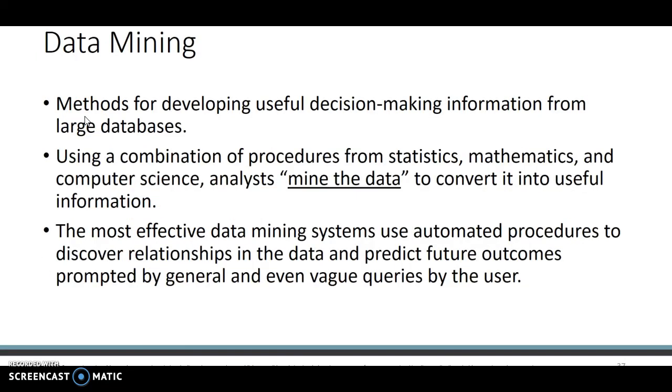Data mining, methods for developing useful decision-making information from large databases, using a combination of procedures from statistics, mathematics, and computer science. Analysts mine the data to convert it into useful information. The most effective data mining systems use automated procedures to discover relationships in the data and predict future outcomes prompted by general and even vague queries by the user.